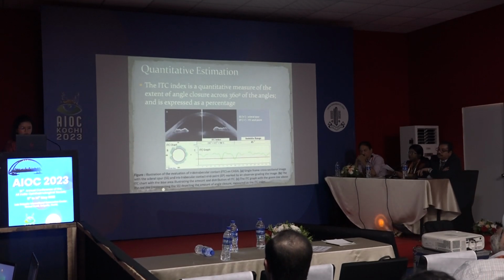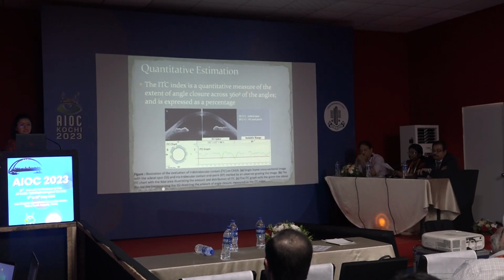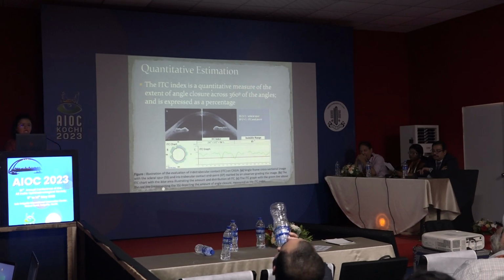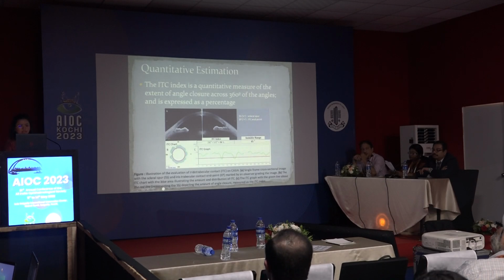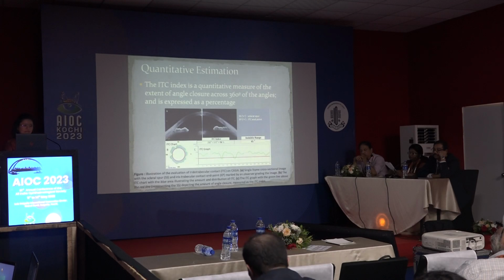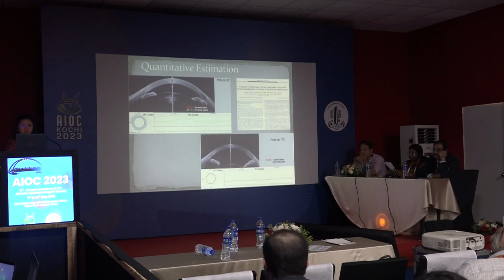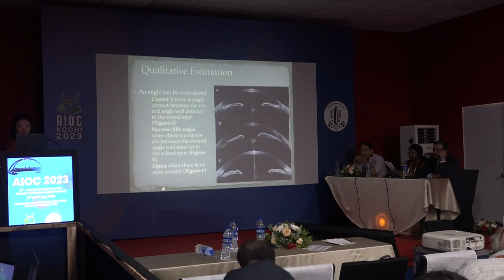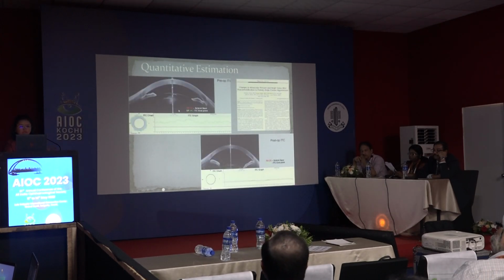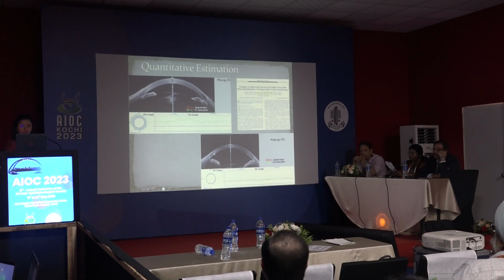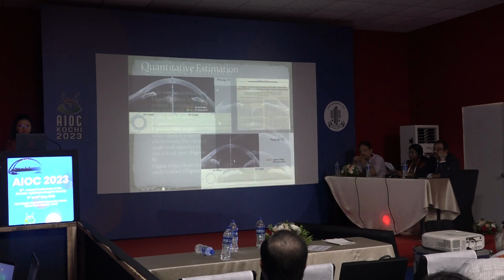So there are these quantitative parameters that one can use. And one more important thing is the ITC index, which is a quantitative measure of the extent of the angle closure across 360 degrees of the angle, and it is expressed as a percentage. If you look at this angle, you can clearly see that there is a closure, and the ITC index is 94%, meaning that there is a 94% contact. So these are various pre and post phaco outcomes of the ITC, wherein initially it was nearly 98%, it has improved to 74%.